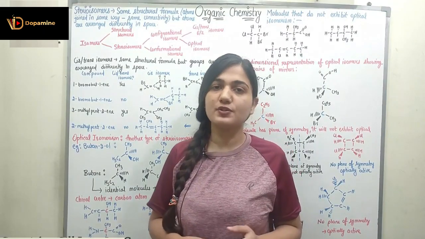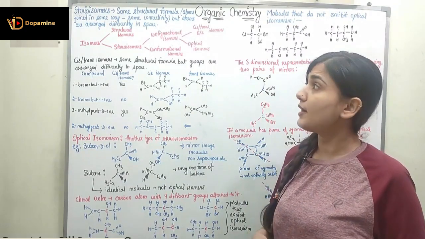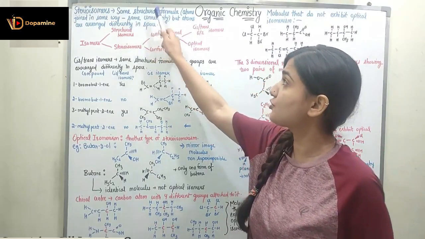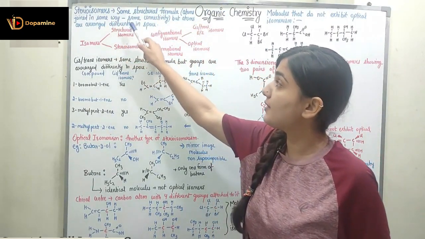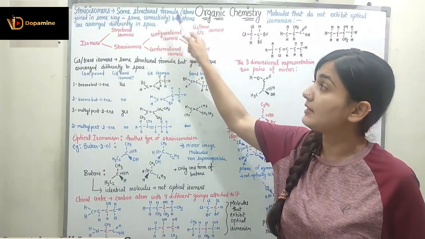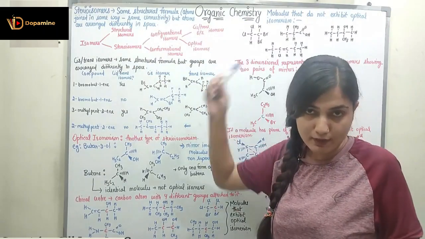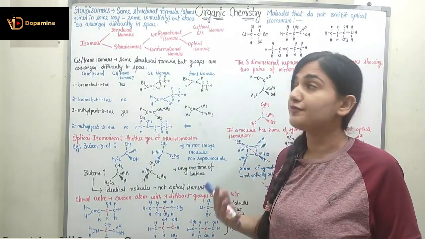So today we are going to start our discussion from the stereoisomers. What are the stereoisomers? Stereoisomers are the compounds having the same structural formula, that is, atoms are joined in the same way, having the same connectivity, but atoms are arranged differently in space. If I look at atoms in the space, so the atoms are arranged differently.